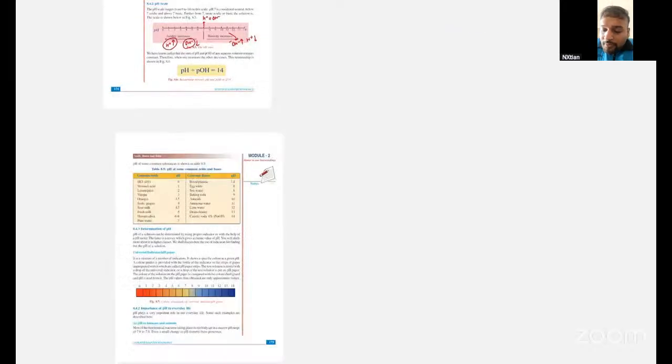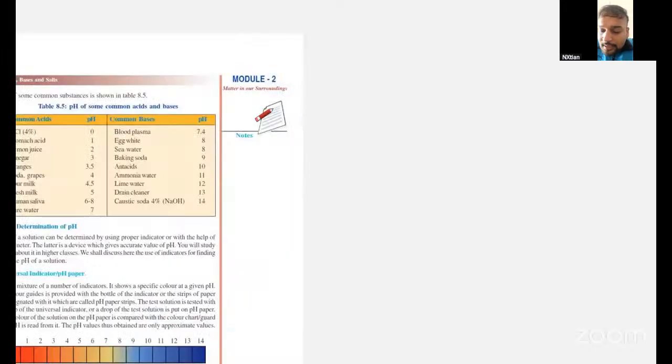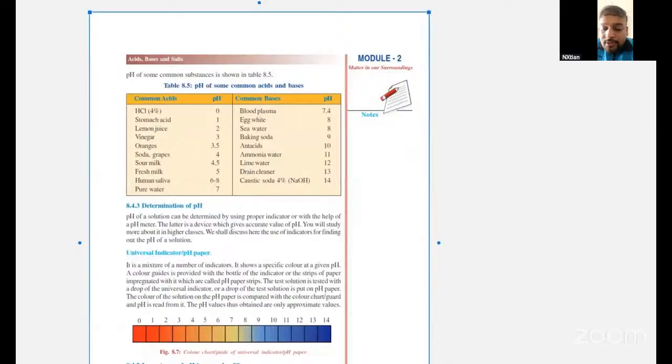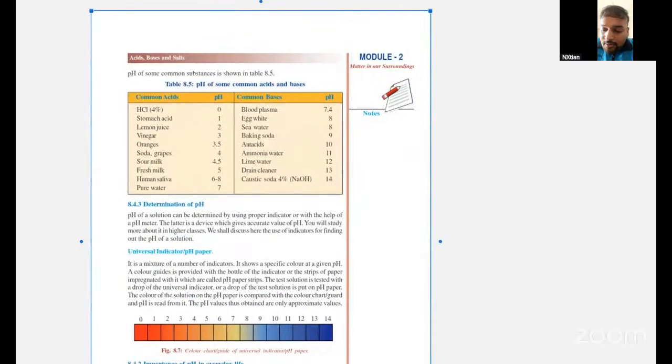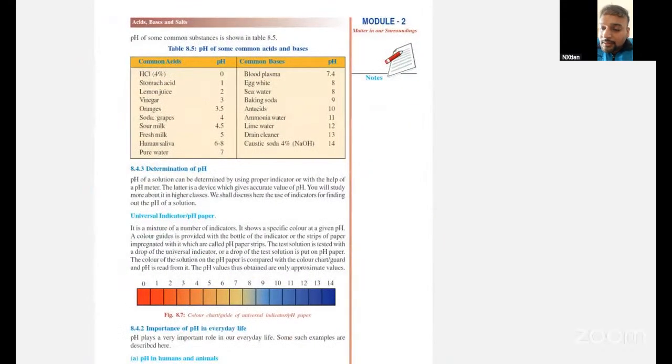So yeah, we can see some pH values which are given in front of you: HCl, stomach acid, lemon juice, vinegar, soda, sour milk, and then blood plasma. Yeah, this is very important. Blood plasma, 7.4.